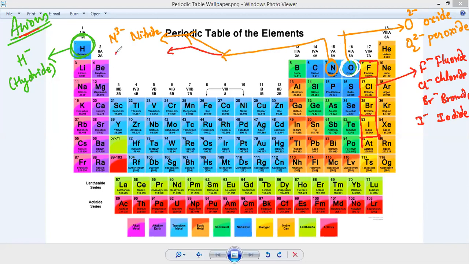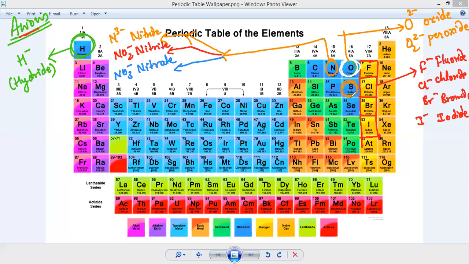Then you have NO2 minus, that is nitrite. Then you have NO3 minus, that is nitrate. Sir, I can't see anything after O2. No, sir, I can see the red and blue. I was not able to see it. Okay, now I can see, sir.